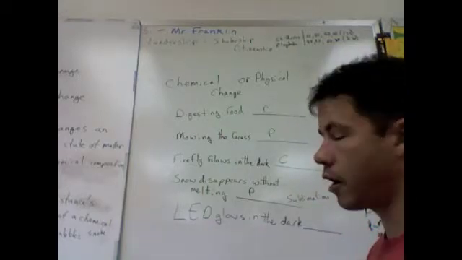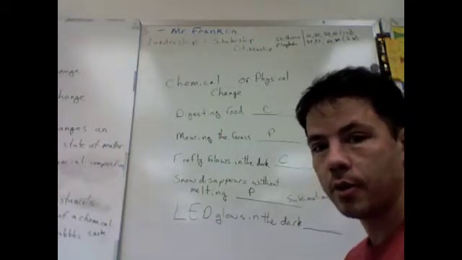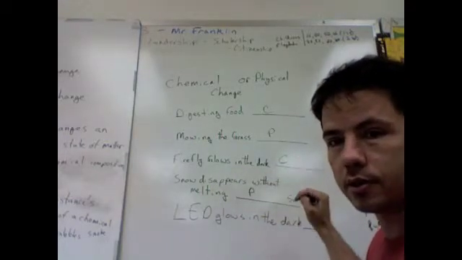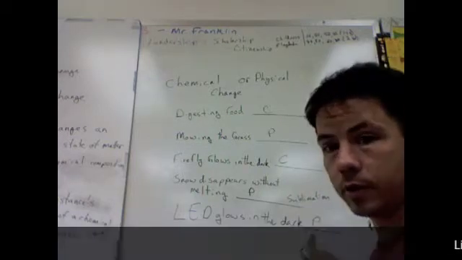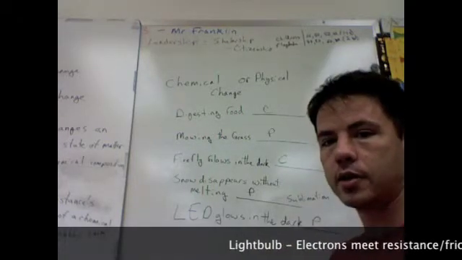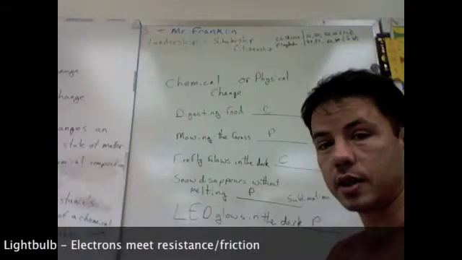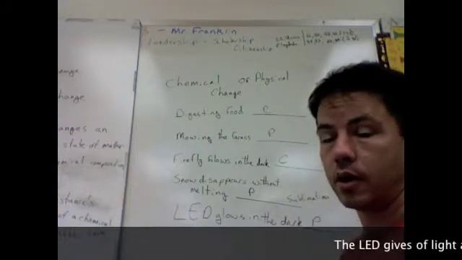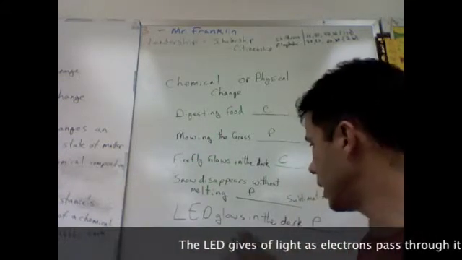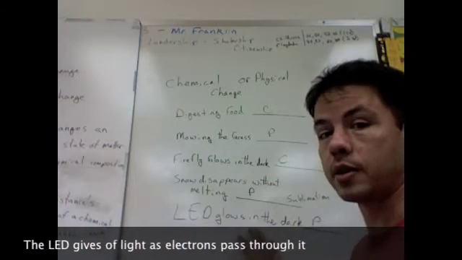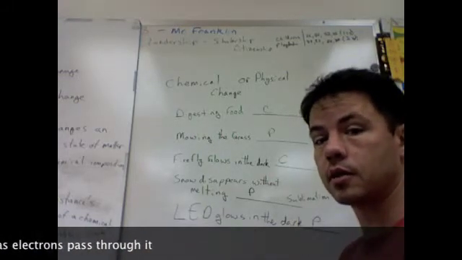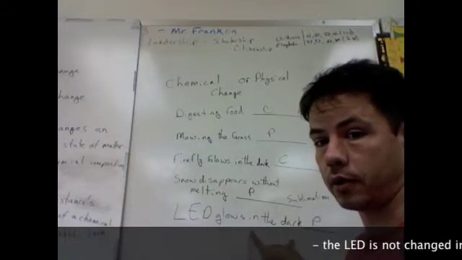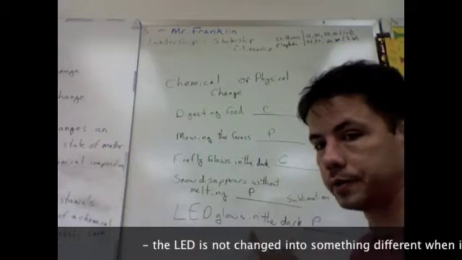An LED glows in the dark. Now this is confusing because a firefly, when it glows in the dark, is because of a chemical change. An LED glows in the dark because electrons are meeting some resistance, and that resistance causes things to heat up and you get a light. Okay? It's very true for a light bulb. LEDs, it's slightly different, but it's basically the same principle. So it meets resistance, it gives off light. I'm guessing it's part of the photoelectric effect, which we will learn about some more later. Okay?